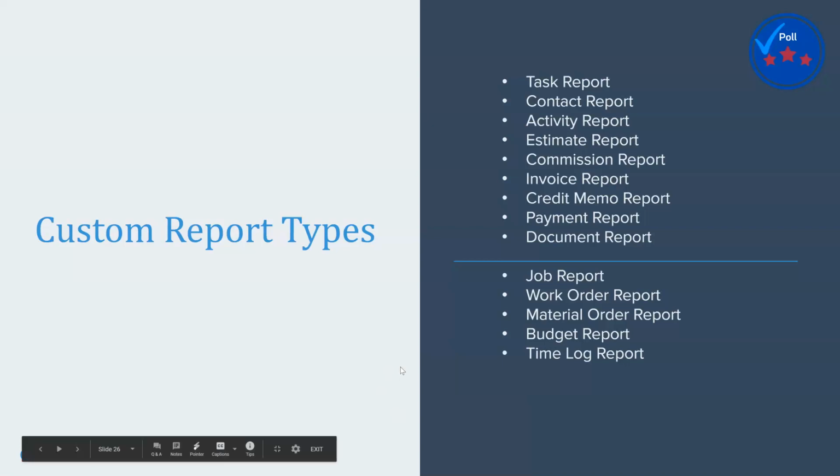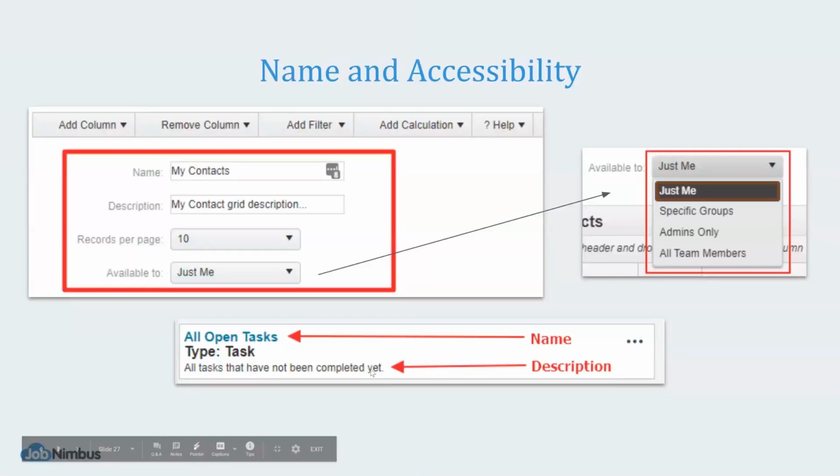So once you've gone in and made a report, the first thing you're going to want to do is give it a name and mark the accessibility down. Now, name and description will both show up on the right-hand side of the Reports tab, as we saw earlier. The available to is important. It defaults to just me. So if you want this to be available to more people in your organization, you're going to want to change that. If you do change it to something like specific groups or all team members, then limited access users will not be able to edit the report, so you don't have to worry about your sales guys messing up your very beautiful reports.